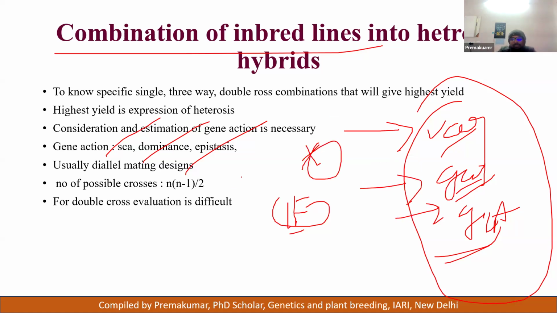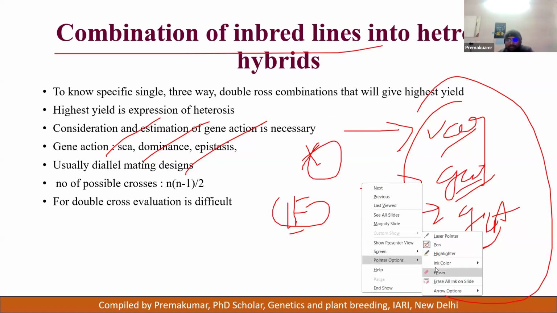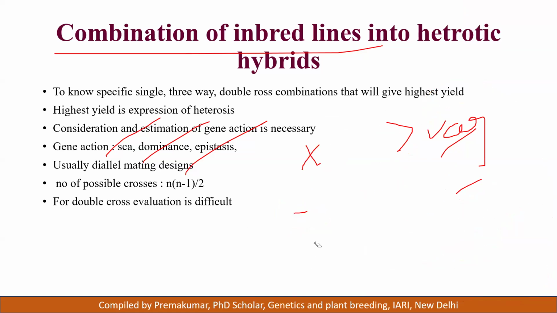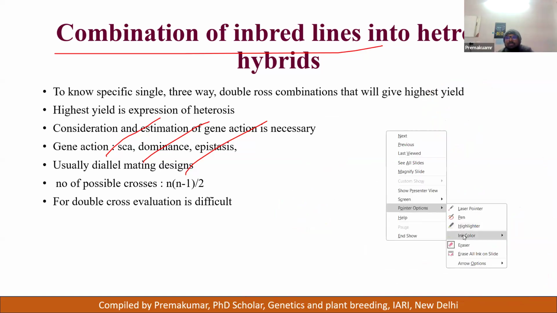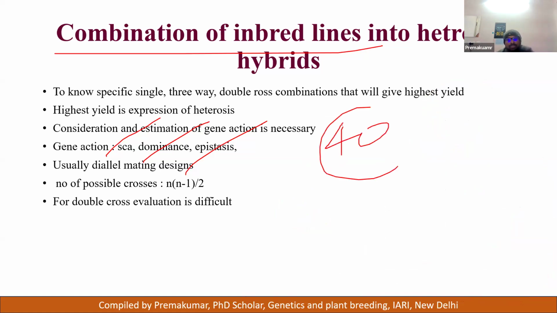But if it is a double cross, how many crosses are you going to get? The formula is n into n minus 1 into n minus 2 into n minus 3 by 8. Okay, this is the formula. For example, you have 40 inbred lines. How many crosses do you have to make? A large number of crosses. Practically, it is not that feasible.